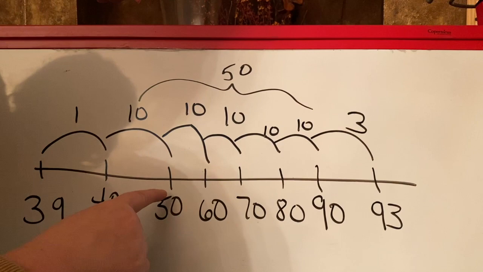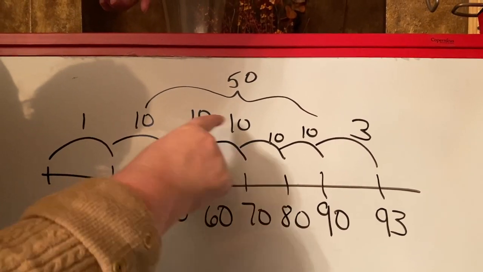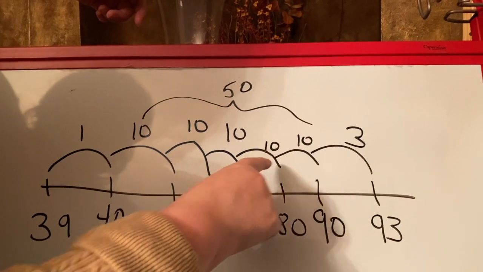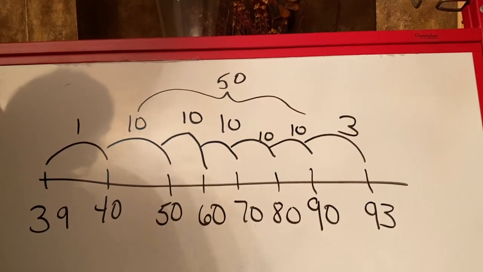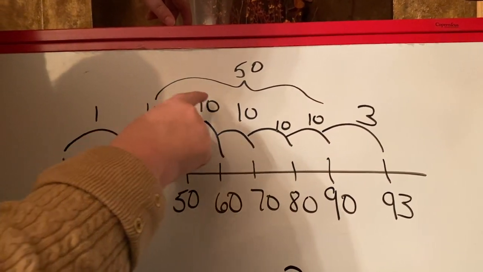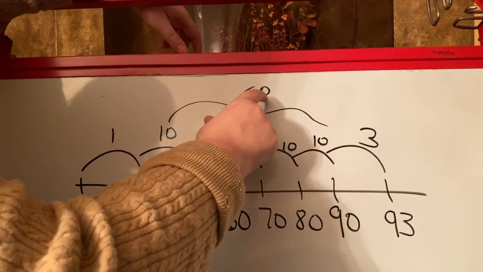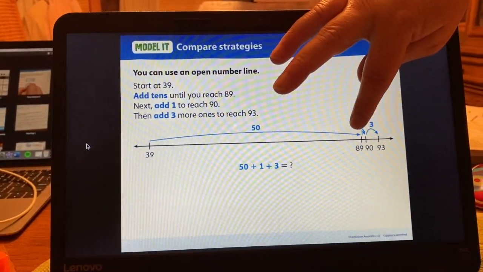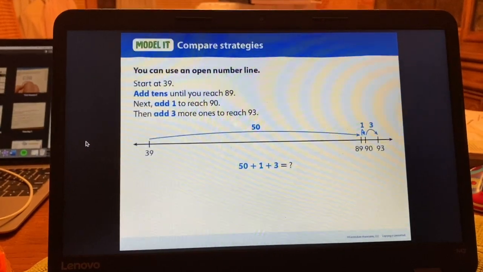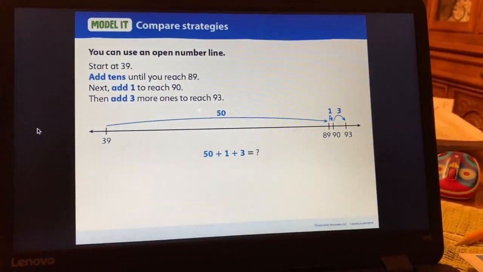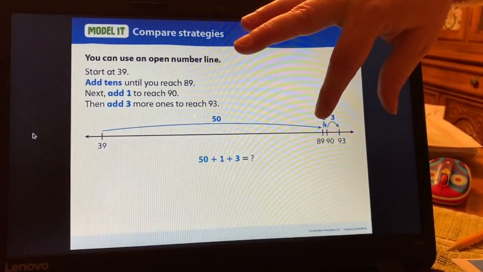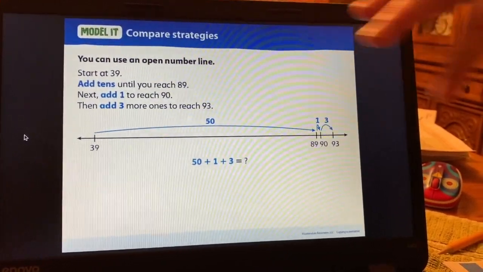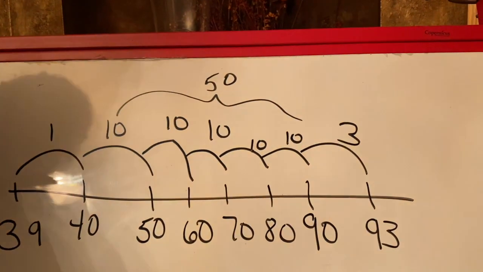So 40 hop to 50 is 10. 50 to 60 is 10. 60 to 70 is 10. 70 to 80 is 10. 80 to 90 is 10. Then we would hop to 93, and that would be 3 hops. Now, if we add all our 10s up, it's 10, 20, 30, 40, 50, which is just like this number line here. They just hopped from 39 to 89. Same thing, because you can go 39 to 49, 49 to 59, 59 to 69, 69 to 79, 79 to 89. We could do that as well. That's okay too. But this way, back on the board, is how we've been doing it, and that is okay to do it that way.